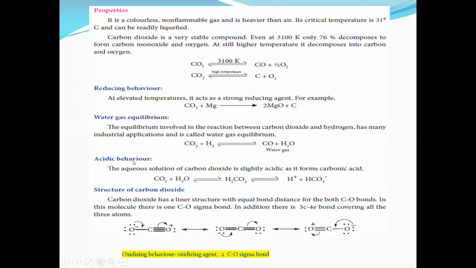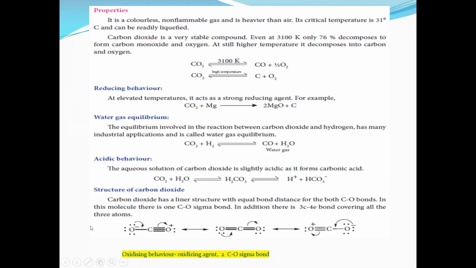So next one is the acidic behavior. The aqueous solution of carbon dioxide is slightly acidic. It forms carbonic acid. So when we mix carbon dioxide in water, we get H2CO3. H2CO3 is carbonic acid. In carbonic acid, the ions present are H plus and HCO3 minus. H plus is present, so we call it acidic.